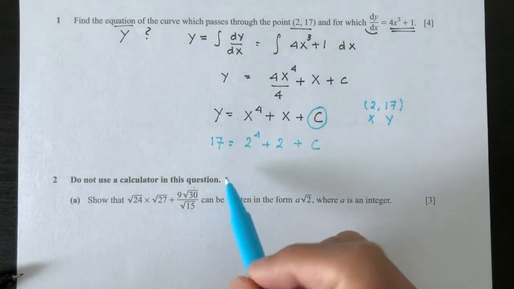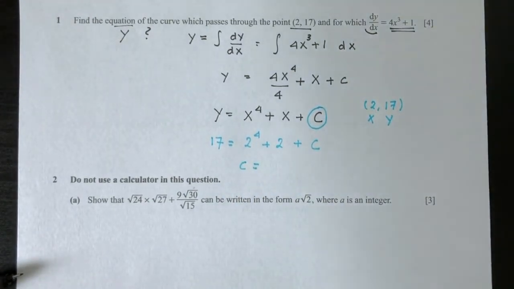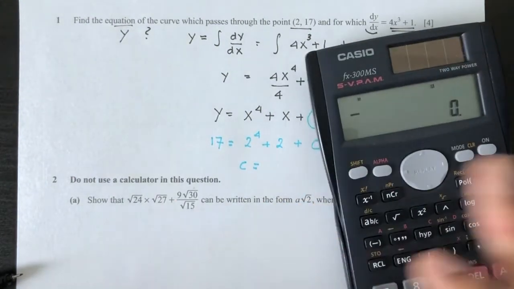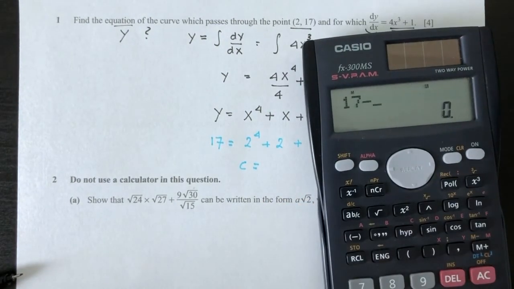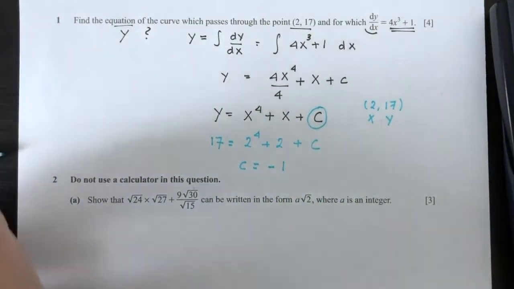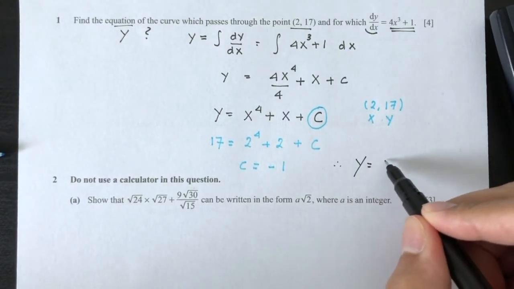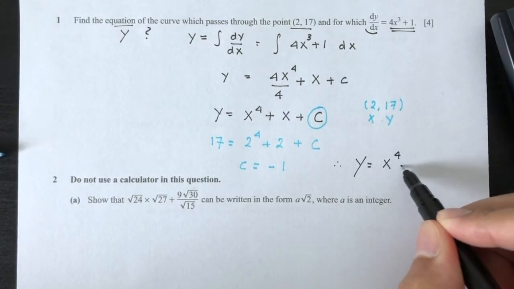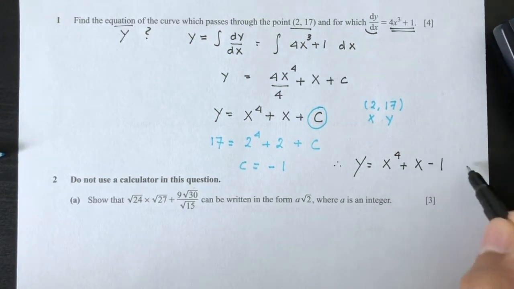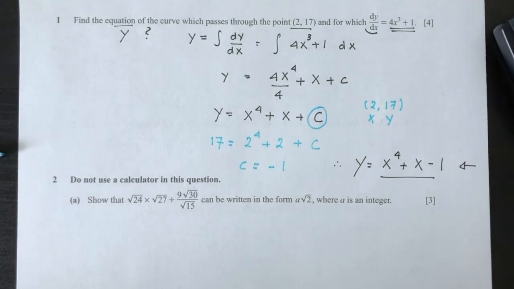Now we have to make c the subject of the formula to find the value of c, and we have to evaluate the other values. So 17 minus 2 power 4 minus 2 will give you minus 1. So c is minus 1. So finally, from this we know that y, which is the equation of your curve, has to be x power 4 plus x minus 1. That is your answer for question number 1.